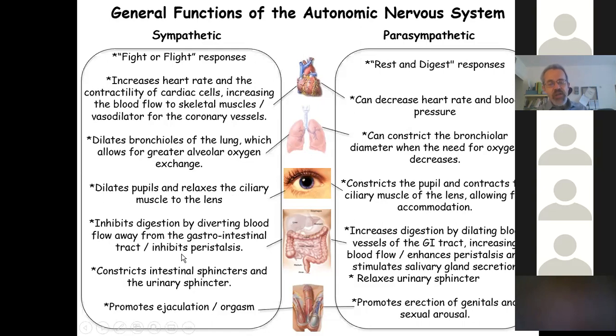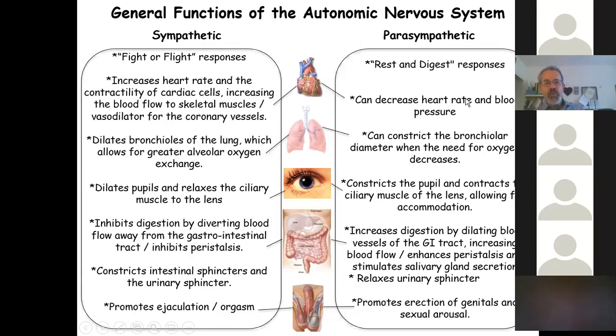So the key thing to recognize here is the goal of the sympathetic is to get the oxygen, get those nutrients to the skeletal muscle, divert it away from other areas, increase our alertness, right? Now, as far as reproduction, this is kind of a whole other ball of wax. We'll talk about that under the reproductive system, but it also promotes ejaculation.